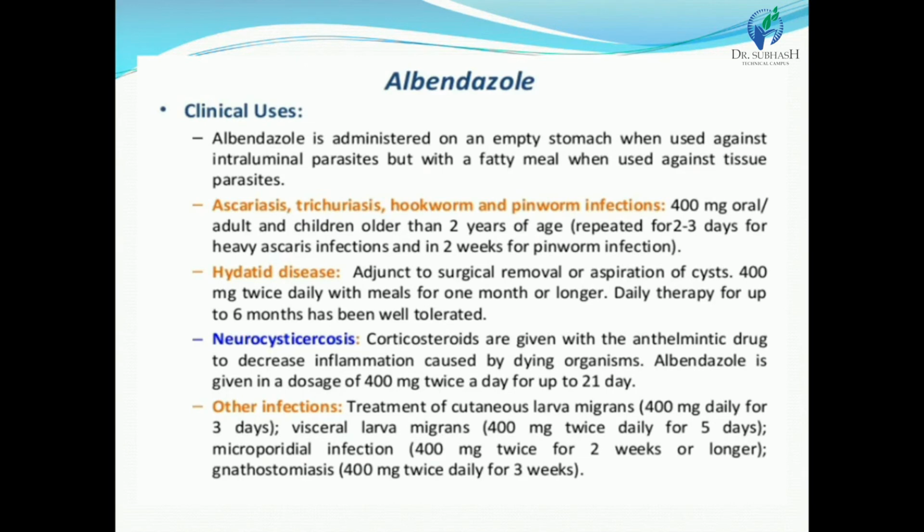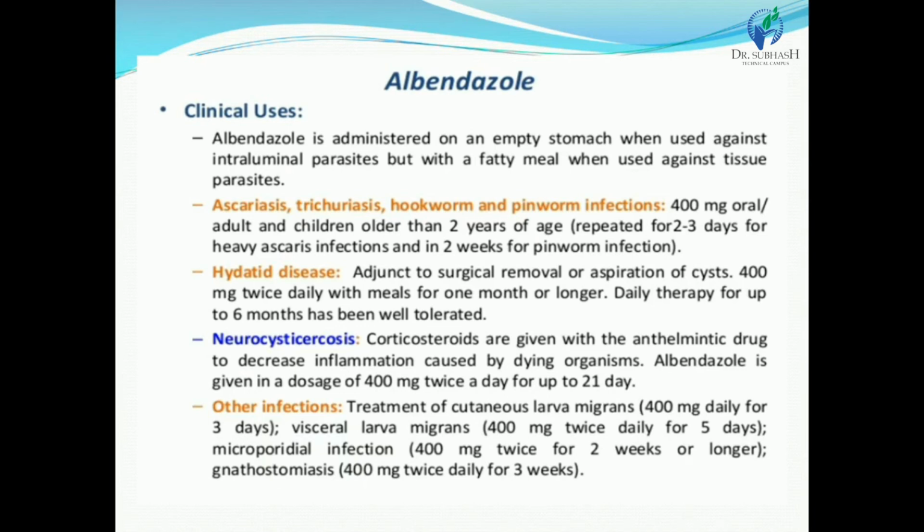In cases of hydatid disease, as an adjunct to surgical removal or aspiration of cyst, 400 milligram twice daily with meals for 1 month or longer, and the daily therapy for up to 6 months has been well tolerated. Even it can be used in neurocysticercosis, where corticosteroids generally are given with the anthelmintic drug to decrease the inflammation that is caused by the dying organism. Albendazole is given in a dosage of 400 milligram twice a day for up to 21 days.